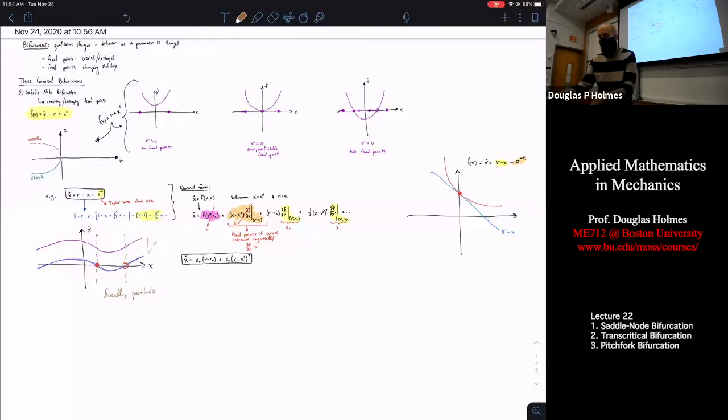Saddle node bifurcation is one of the three canonical bifurcations, and it is the simplest way that you can write down an equation that will lead to fixed points being created or destroyed.